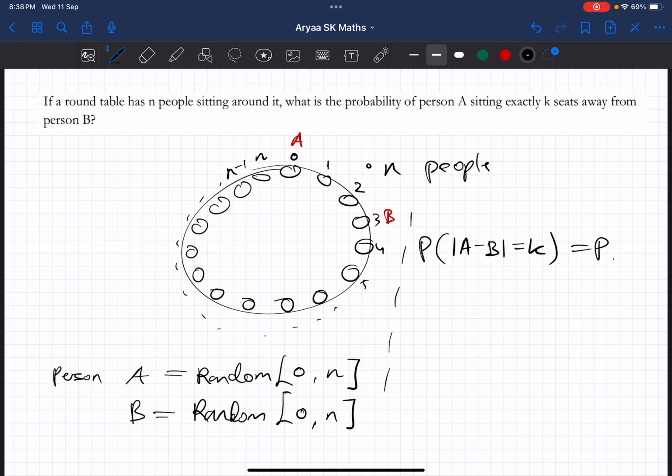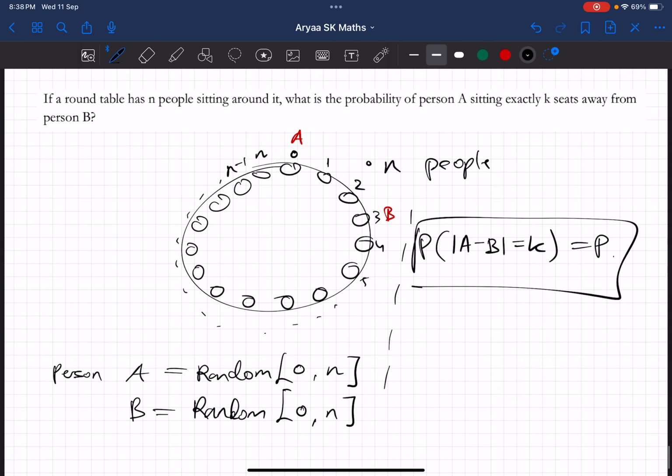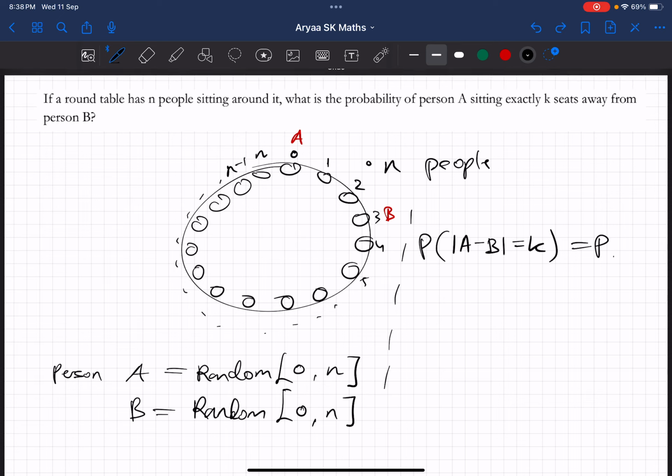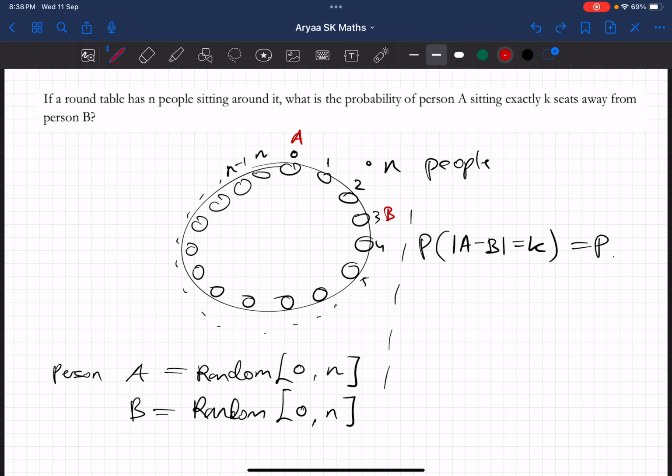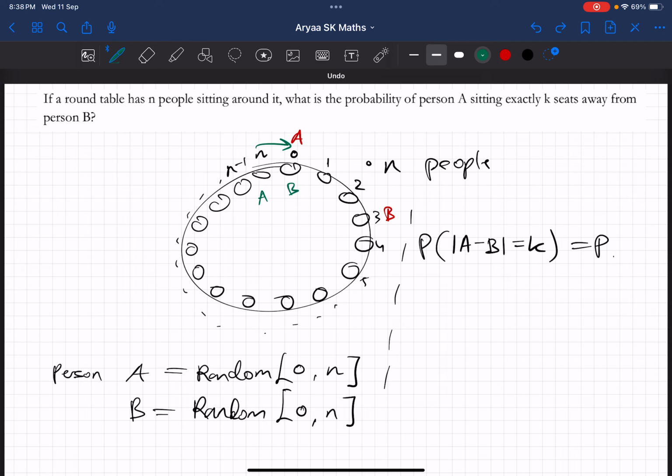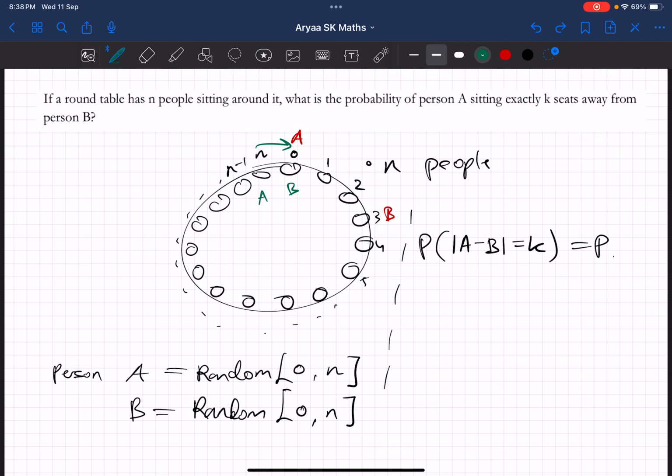Okay, so we've managed to represent this situation numerically, and this expression will work fine, but let's say we're going from, if we set A equal to n, and let's do a different color. If we set A equal to n and B is 0, well now these two are actually 1 seat apart, but if we use this formula, we're going to get that they're n seats apart, because we're looking at this direction rather than going forward in this direction. So how could we get around this issue?